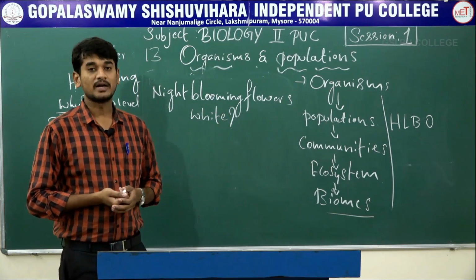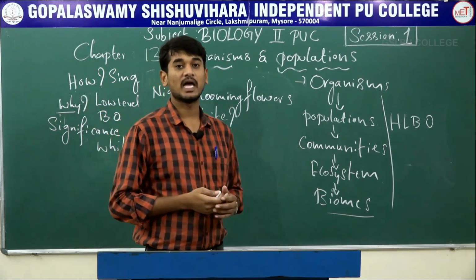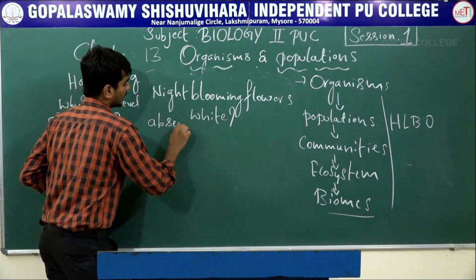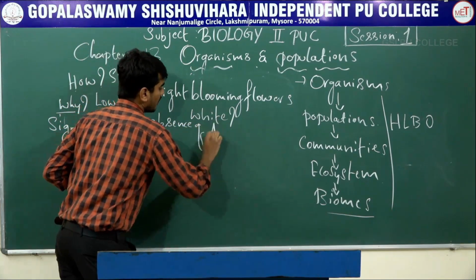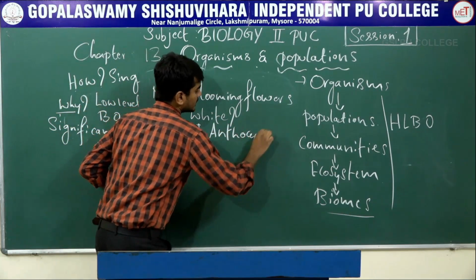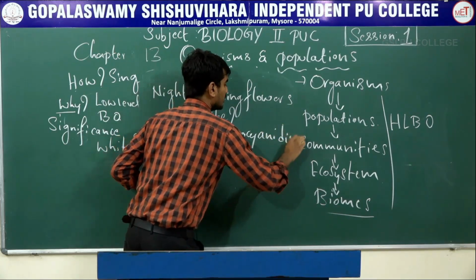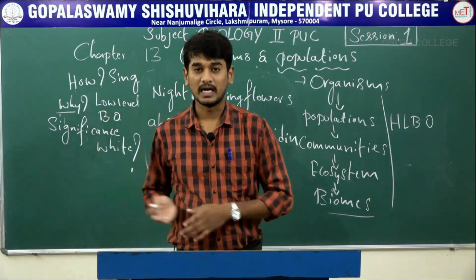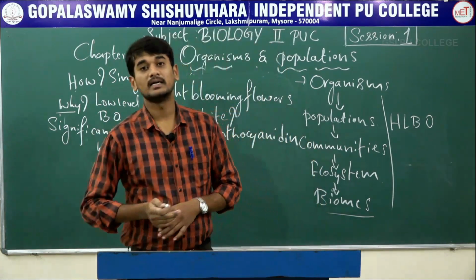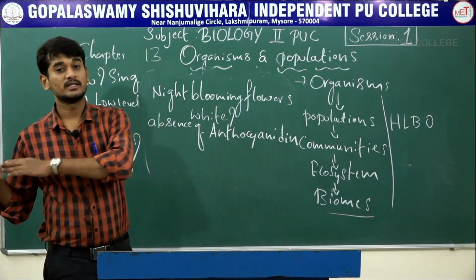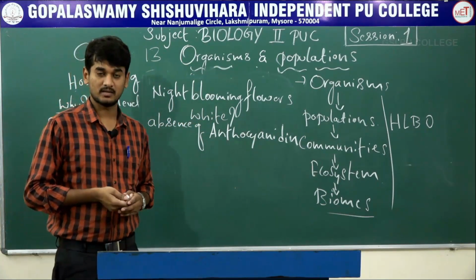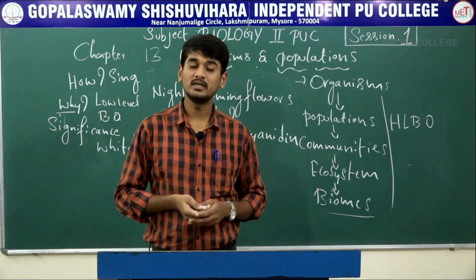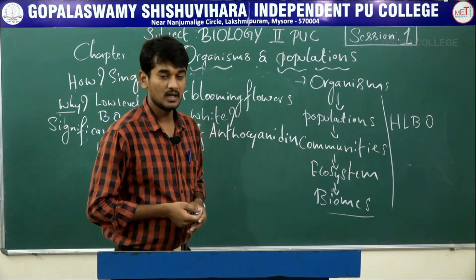Because of the reduction or absence of anthocyanidin pigments. So these white color flowers reflect light and are visible to flying creatures, which means insects. So it helps them to carry out pollination in flowers.